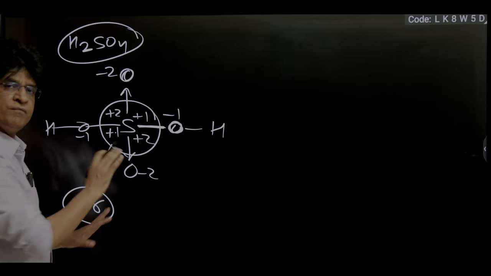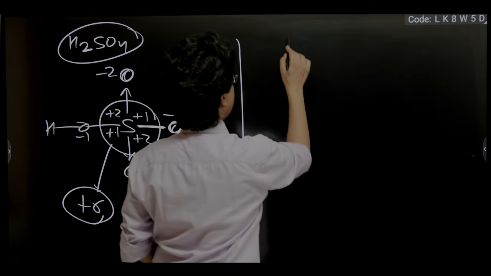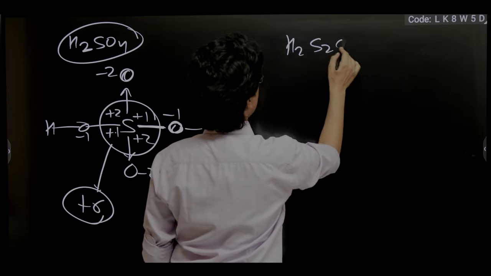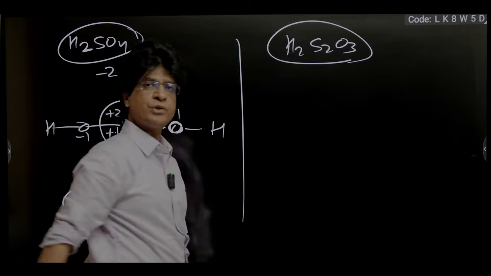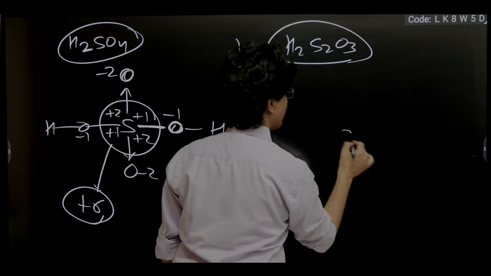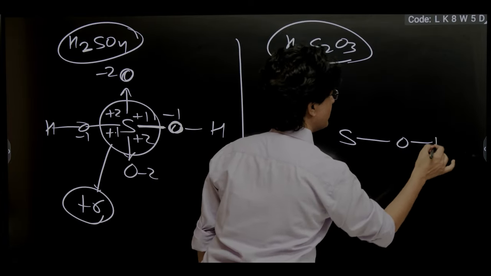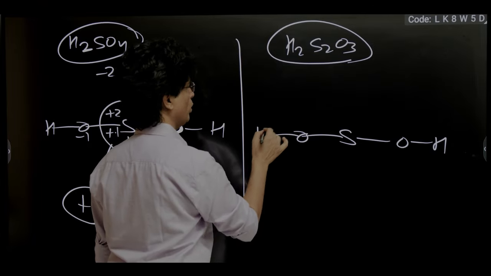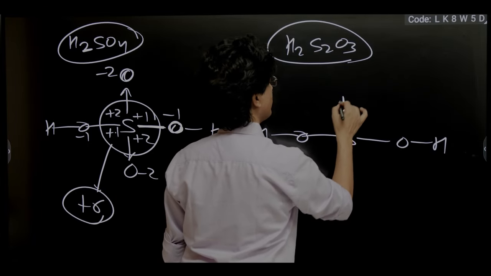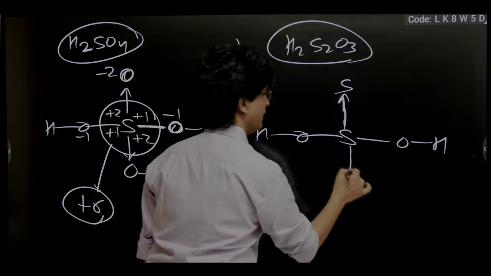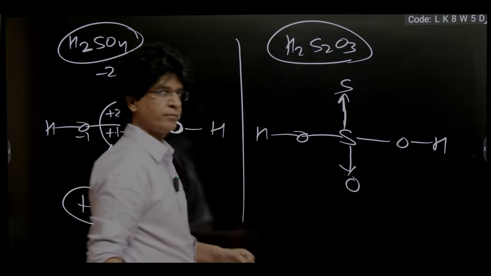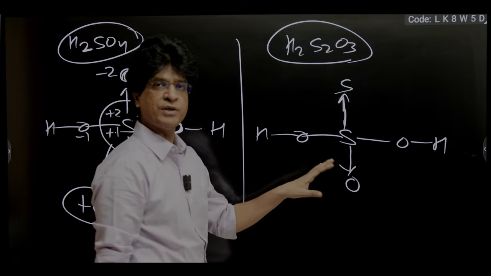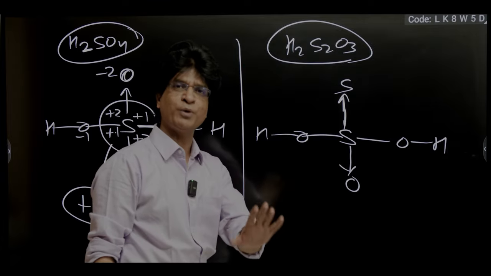We are taking the help of structure. Let's take H2S2O3. Here the structure is simple. Same structure, but with one oxygen being replaced by sulfur. And this is it. So keep on practicing the structures. You will not come across any problem for a long, long time.